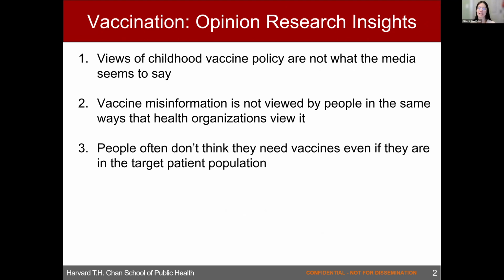So I put it in every presentation I can possibly put it in, which is that people really don't think they need vaccines, even if they're in the target patient population. So right now, our new vaccine recommendations talk a lot about people at high risk and so forth, and people don't get it. So you as practitioners have a really important role to play in helping people understand their true risk profile and being able to make the decisions that are right for them when they have that information. Okay, so let's talk about it.